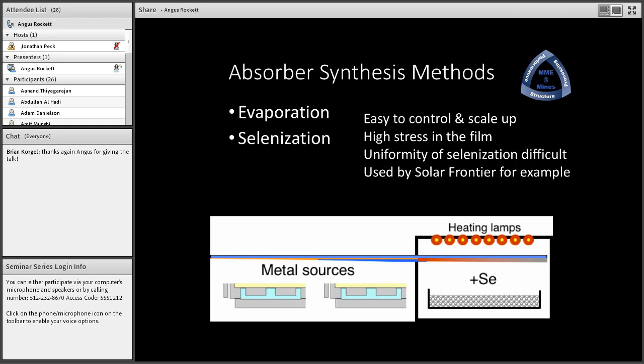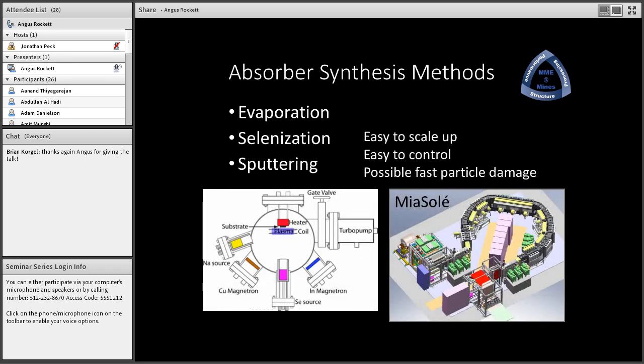And there are a couple of problems with selenization. One is it's difficult with very large substrates to get uniformity in selenization. And the other is that naturally when you selenize the material, you add a bunch of volume to the copper indium diselenide, copper indium gallium selenide material that you produce, and that leads to stress in the film. And there are various methods, various tricks, that you can use to control the composition profile of the material that you produce, and to control the stress to some extent. And this is the process used by Solar Frontier.